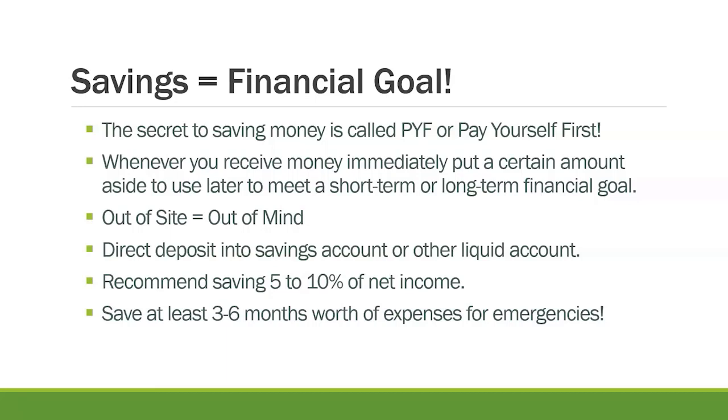The recommended 5 to 10% of your net income should go to savings, and you should have at least 3 to 6 months worth of expenses for emergencies. So it's important that you've either covered this before or right after budgeting, so they understand the value of savings and they know how important it is to have that line item in their physical, actual budget.